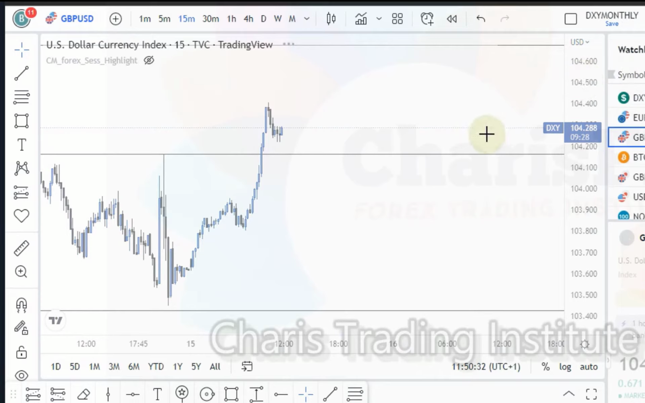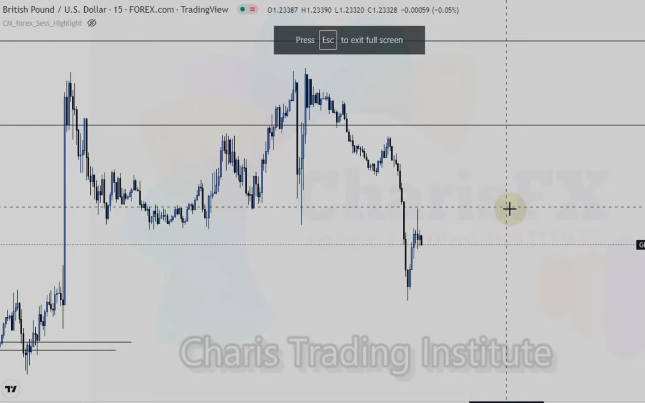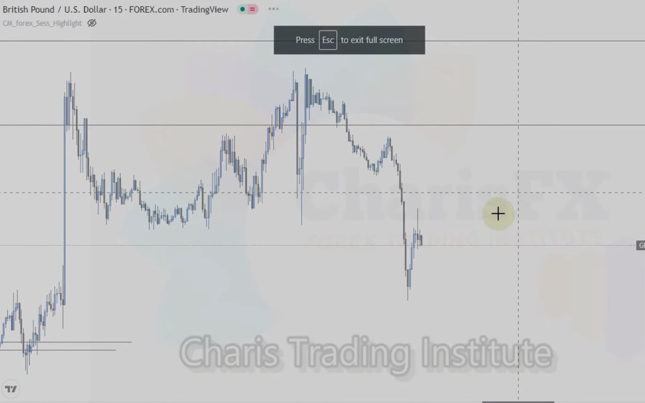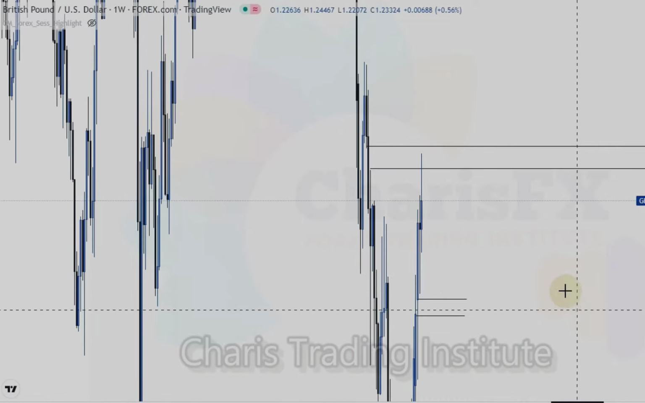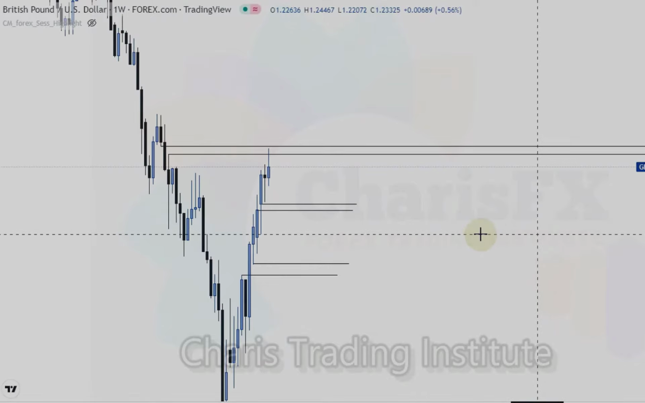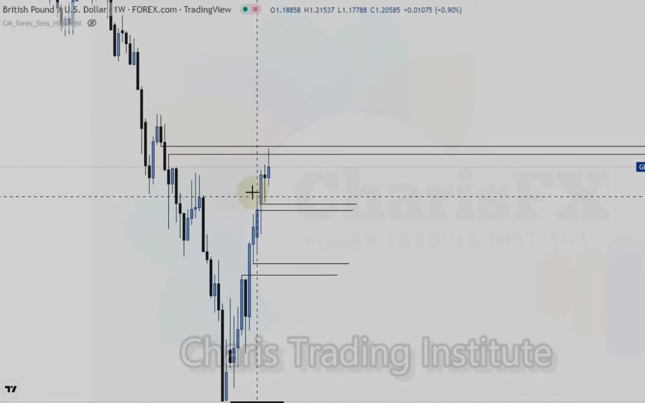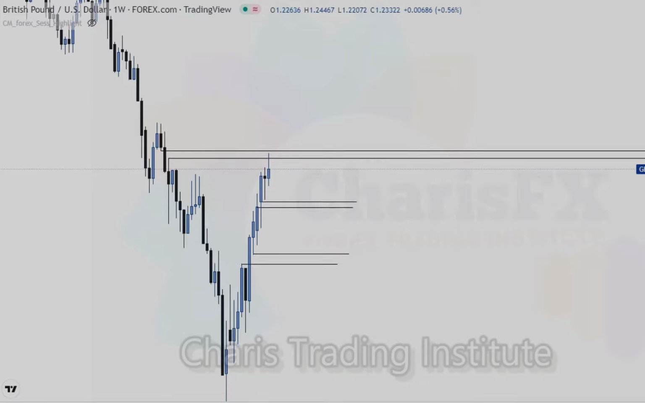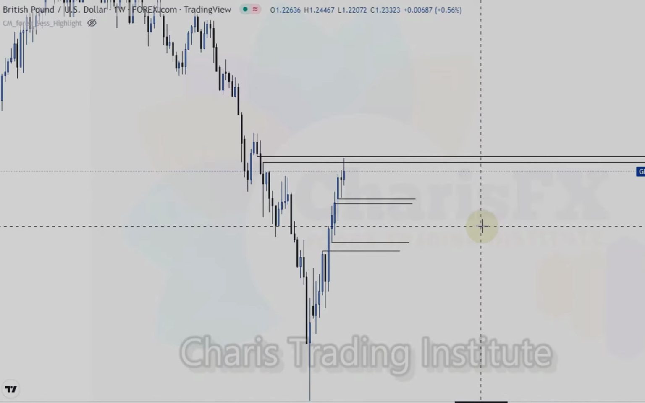So this is GBP USD. Let's do the same thing. Go to the weekly time frame and see where price had traded into. On the weekly time frame, you can see that we have a bullish order flow. Price has been taking out the weekly candles. This tells me that we are still in a bullish order flow on the weekly time frame.